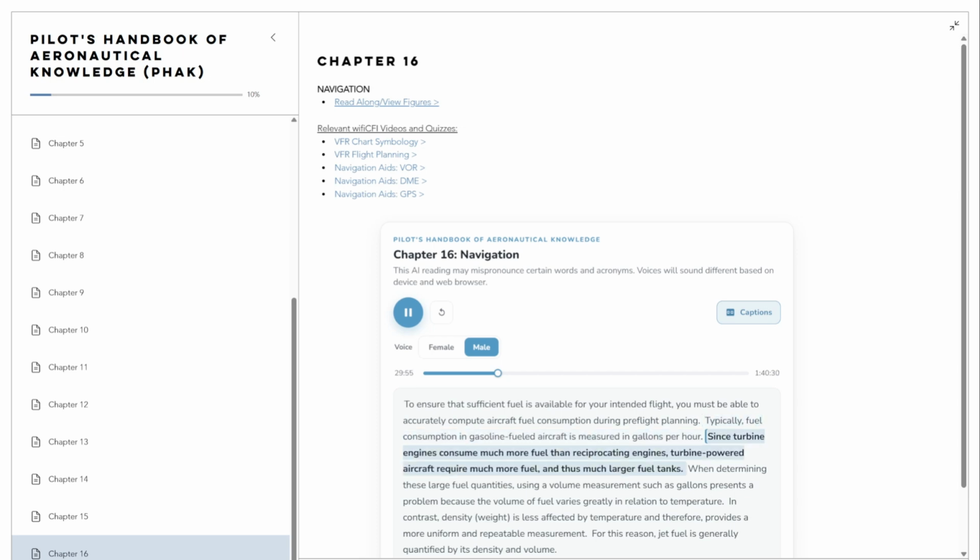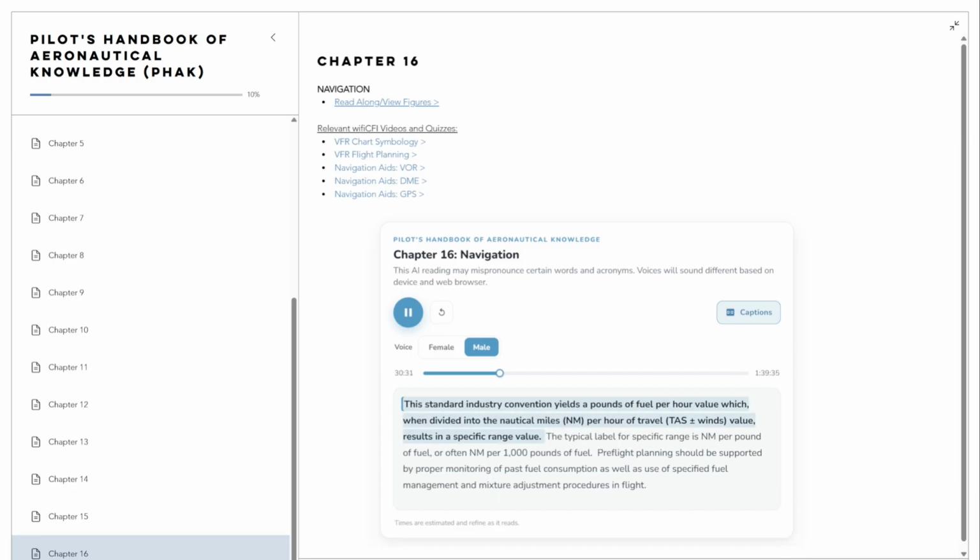Since turbine engines consume much more fuel than reciprocating engines, turbine-powered aircraft require much more fuel, and thus much larger fuel tanks. When determining these large fuel quantities, using a volume measurement such as gallons presents a problem because the volume of fuel varies greatly in relation to temperature. In contrast, density, weight, is less affected by temperature and therefore provides a more uniform and repeatable measurement. For this reason, jet fuel is generally quantified by its density and volume.